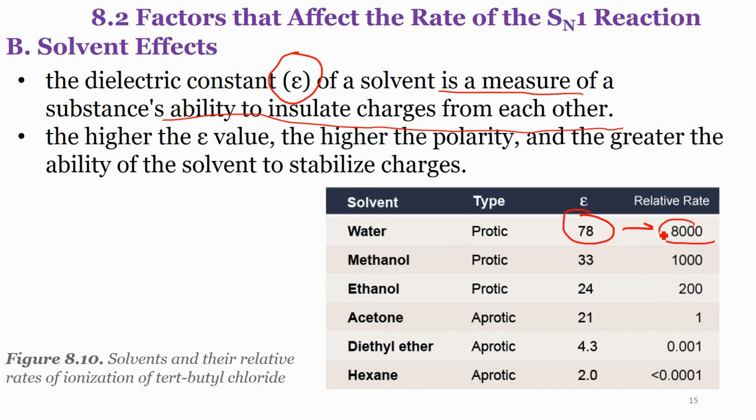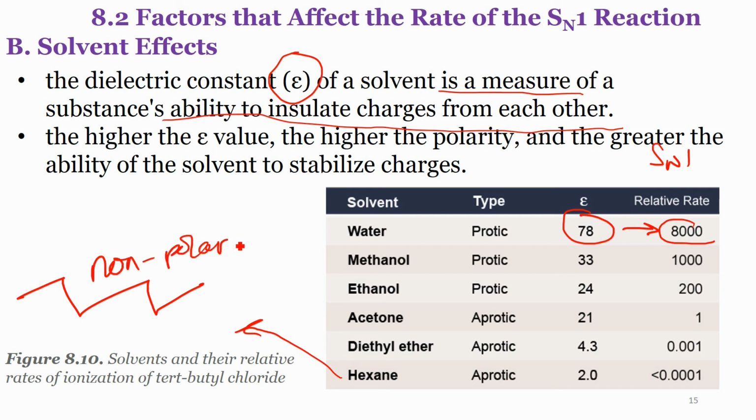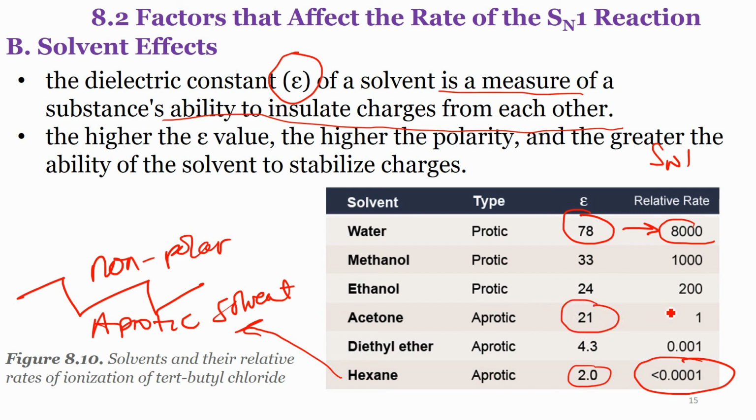Look at the SN1 rate. Very fast, 8,000. Hexane, it's all carbon and hydrogens, 1, 2, 3, 4, 5, 6. It's completely nonpolar. The dielectric constant is 2.0. SN1 will tend to fail in an aprotic solvent like hexane. Acetone, dielectric constant is 21. The rate is just 1. That is not even comparable to the 8,000 or the 1,000 that you get with methanol.